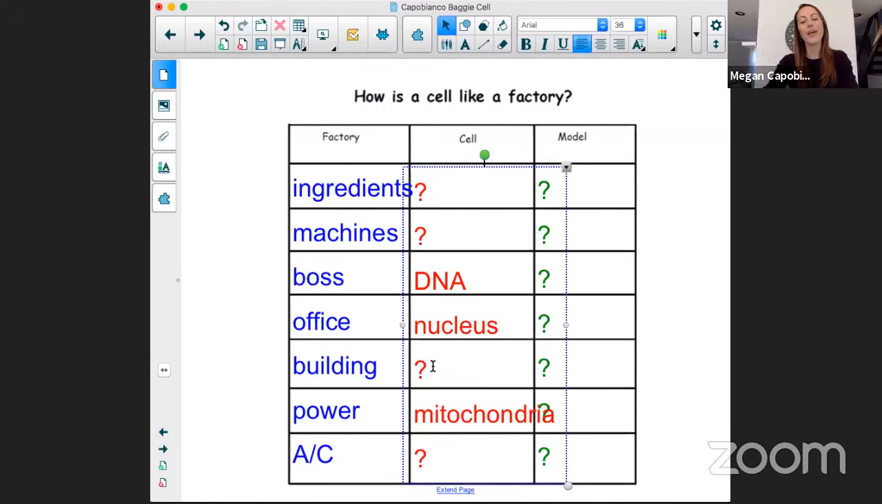All right. And then the building, that one's a little easier as well. The building, what is going to be the very outside part of the cell? Because the building is the very outside part of the factory. It's going to be the cell membrane.